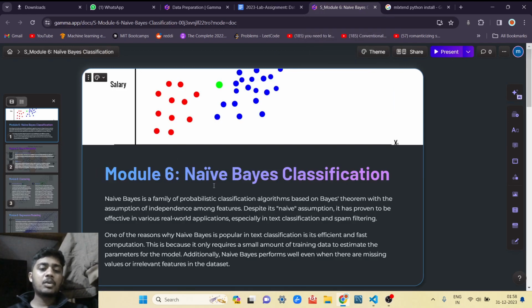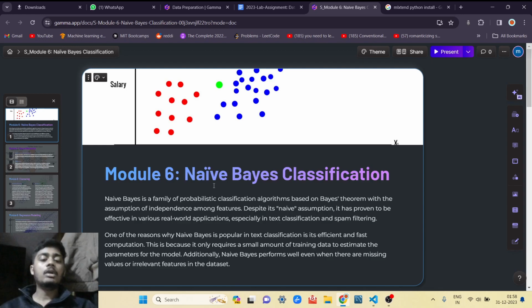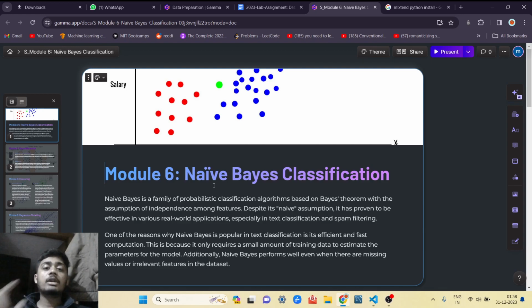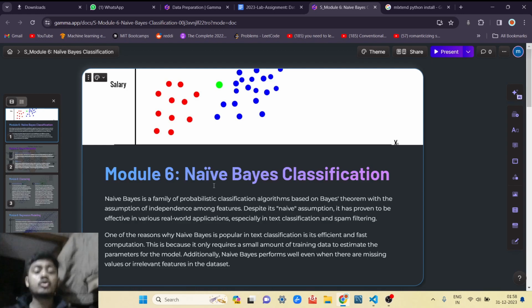It is a family of probabilistic classification algorithms based on Bayes theorem with the assumption of independence among features. Despite its naive assumption, it has proven effective in various real-world applications, especially in text classification and spam filtering. For example, there are a lot of spam emails going around. To filter out these spam messages, naive-Bayes classification is one of the most important and useful techniques used for these purposes.